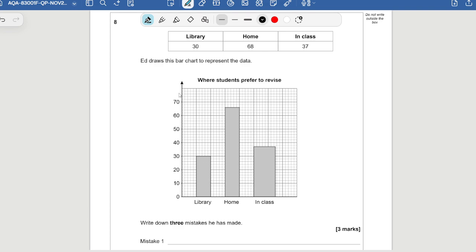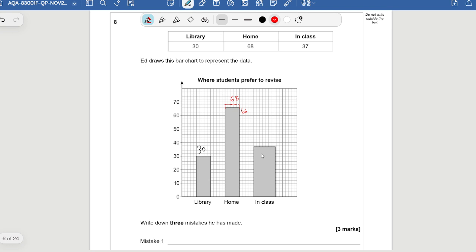So library, there are 30 children. So for library, the height of the bar has to be 30. That's correct. And for home, there are 68 children. So this is 62, 64, 66. He made an error here. Instead of drawing it for 68, he drew the height as 66. So the height here has to be like this. This is 68. He has drawn it for 66.